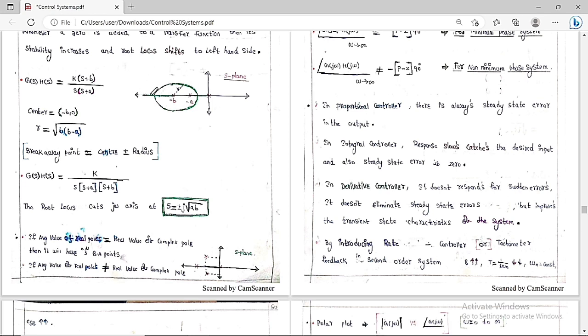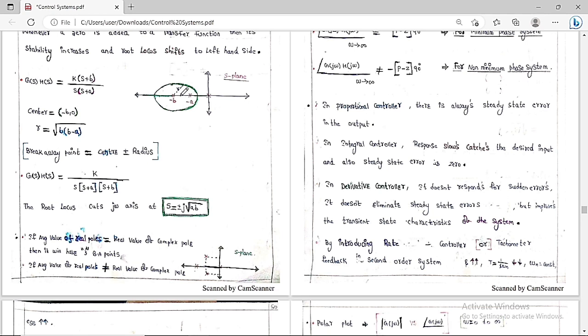Then what do we get? If I stand here and look to my right side, the sum of the real open loop poles and real open loop zeros is equal to 1. So it's an odd number. So yes, this part is present in the root locus.